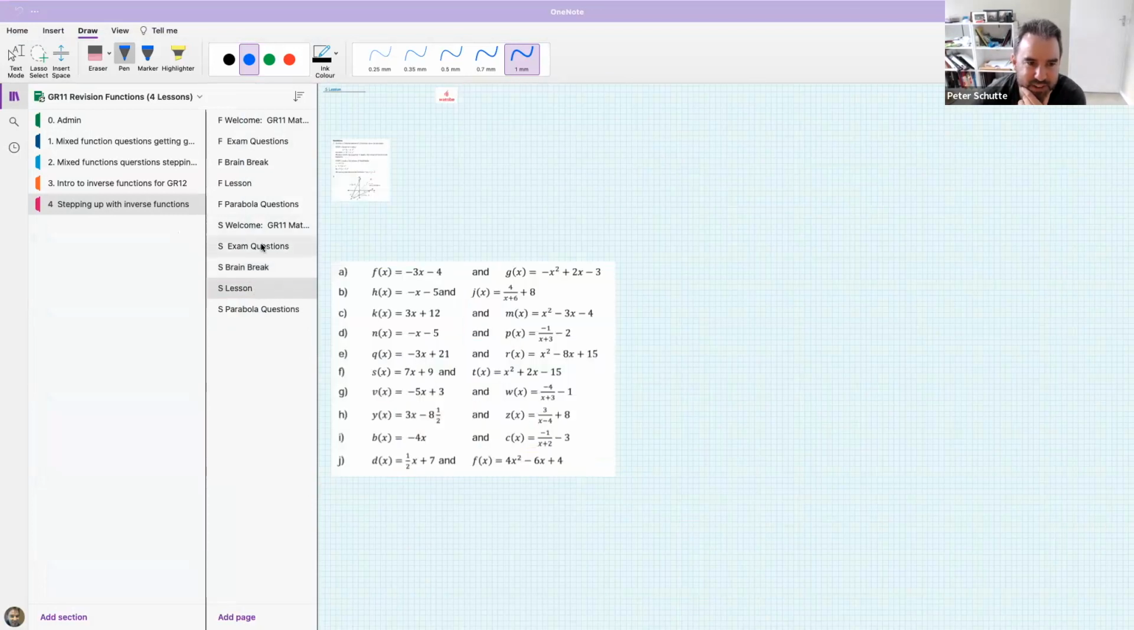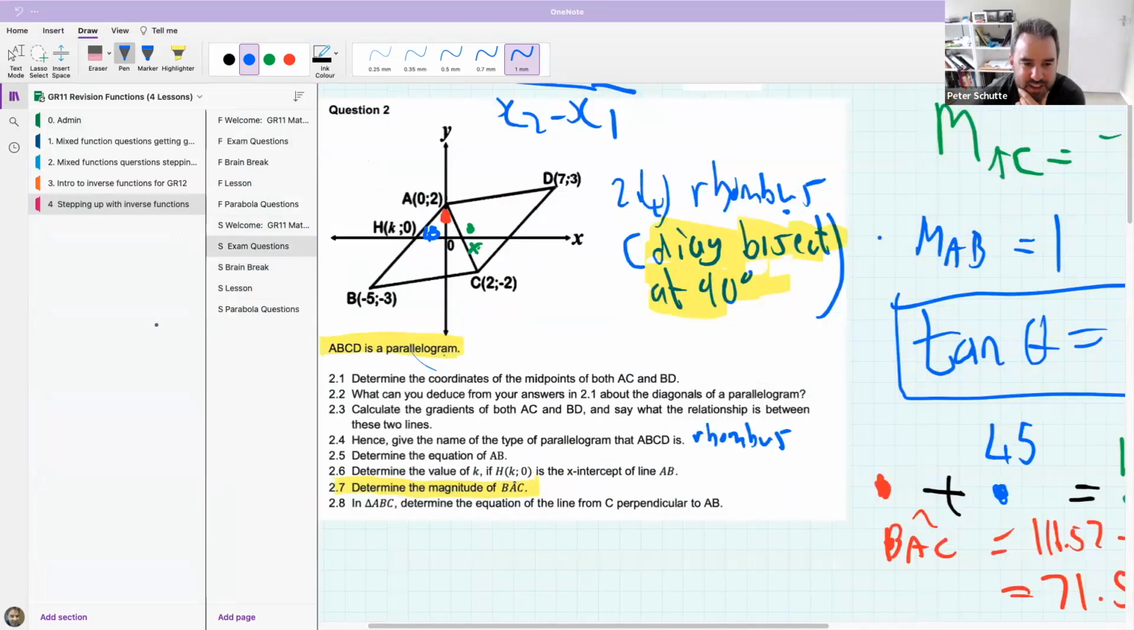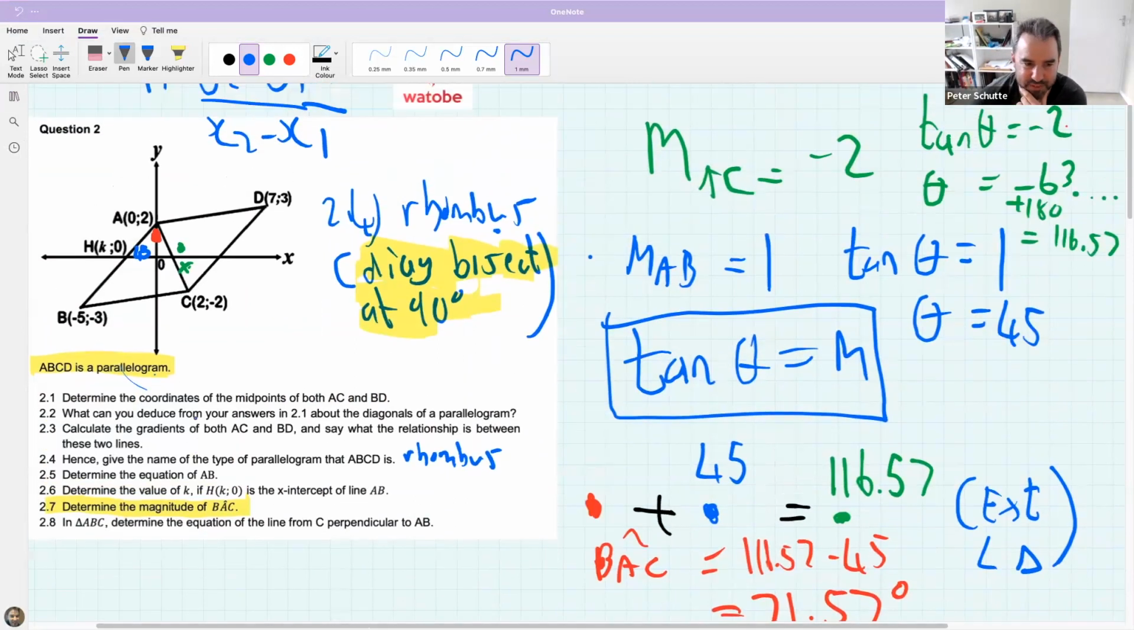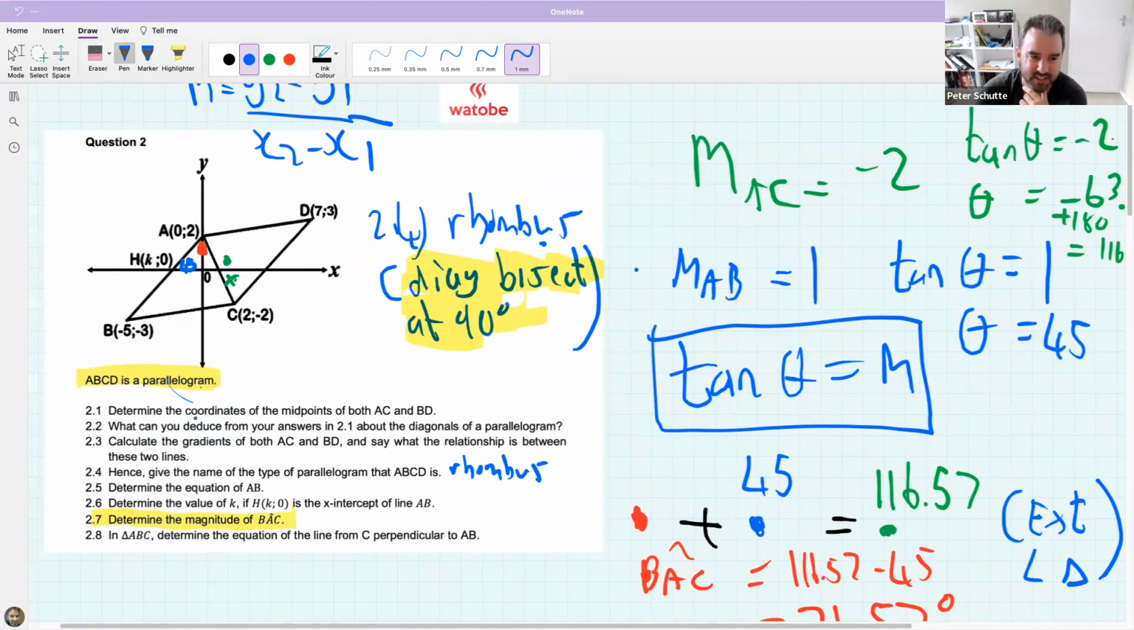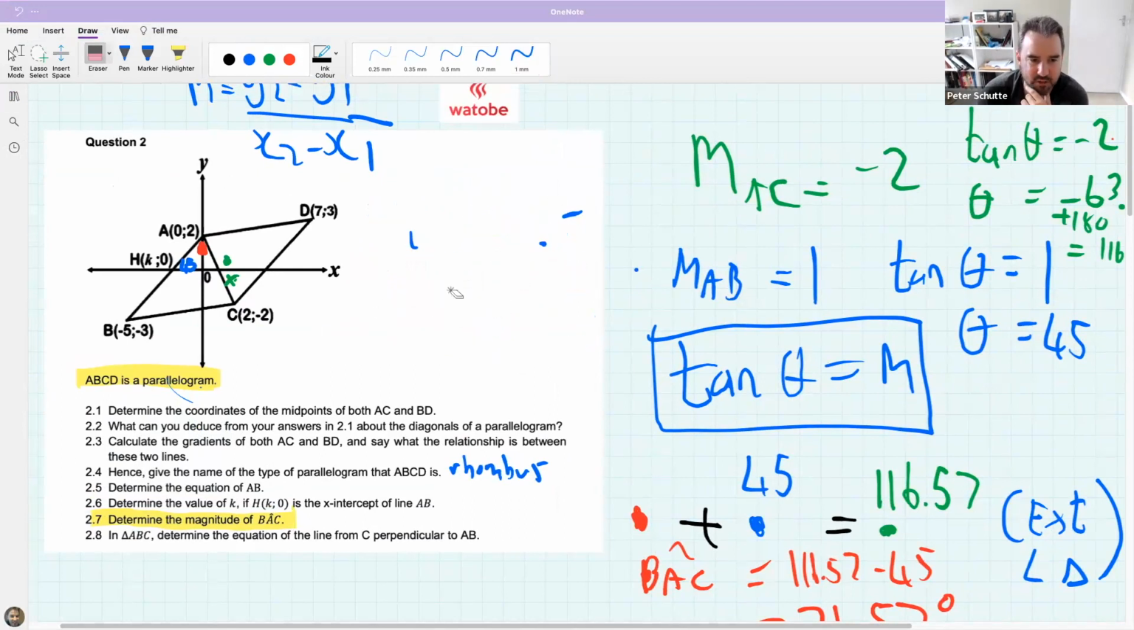Oh, where was I? Exam questions. Okay, let's just finish off this question. So the last one is, it says in triangle ABC, determine the equation of a line from C perpendicular to AB. So if we think about C perpendicular to AB, it's got to come from this point C, and it's got to be at a right angle to this line.